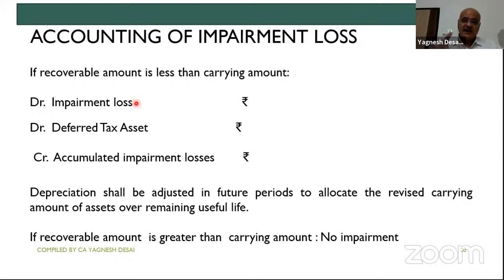So suppose our impairment hit is 10,000, and 6,000 is already lying in the credit of the revaluation reserve of that particular asset. So my entry would be debit 6,000 revaluation reserve of that asset, and balance impairment loss to profit and loss account 4,000. And then deferred tax asset, we can pass a separate entry for that, or we can proportionally reduce at that point in time, and credit the impairment loss account, accumulated impairment losses.